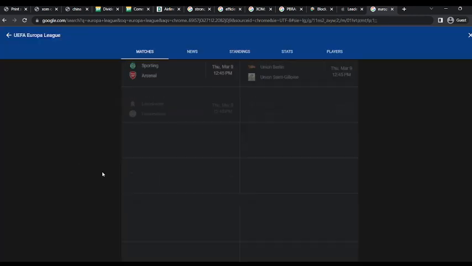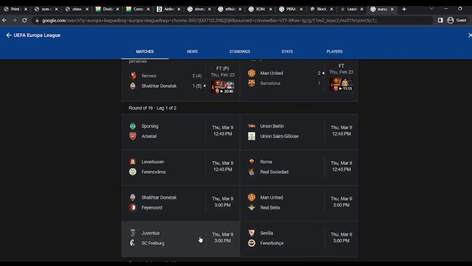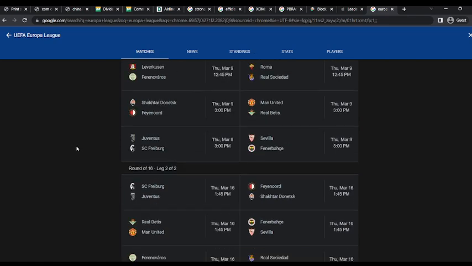United, Real Betis, United. Juve, Freiburg. Honestly, I do have a very soft spot for Freiburg. But I think Juve have got it. And Sevilla, Fenerbahce, Başak, I was pronouncing that. I'll go with Fenerbahce. Sevilla have looked a bit, and certainly in La Liga, not doing that well. So again, Arsenal, Union Berlin, Bayer Leverkusen, AS Roma, Feyenoord, Man United, Juventus, the old lady, and Fenerbahce in the round of 16 across both legs to go through.